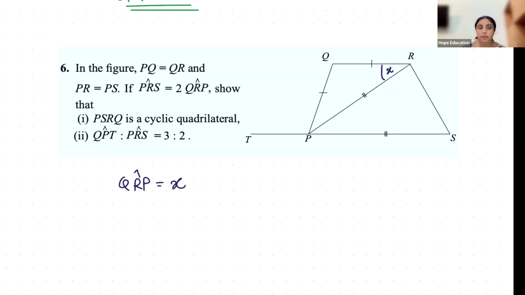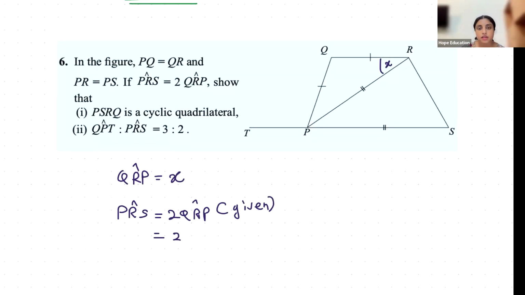Now PRS is 2QRP. That is given. Since I took QRP as X, 2QRP would be 2X, and PRS would be 2X. Okay, X and 2X. Show that PSRQ is a cyclic quadrilateral. How do I show that?